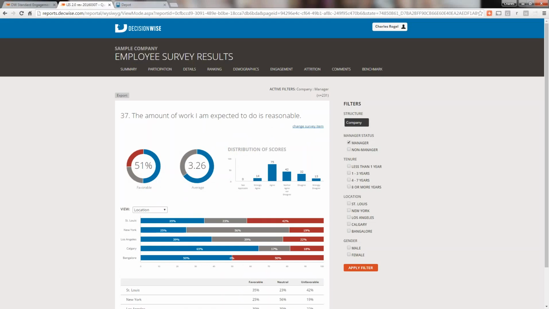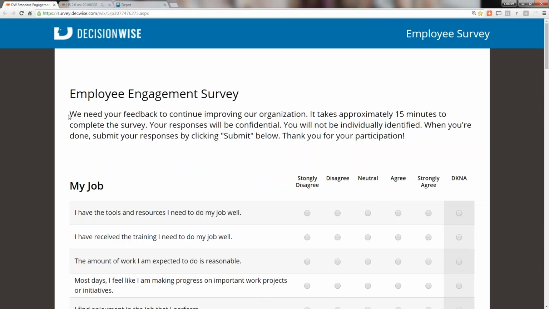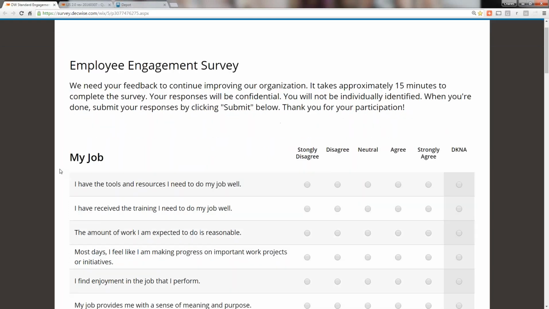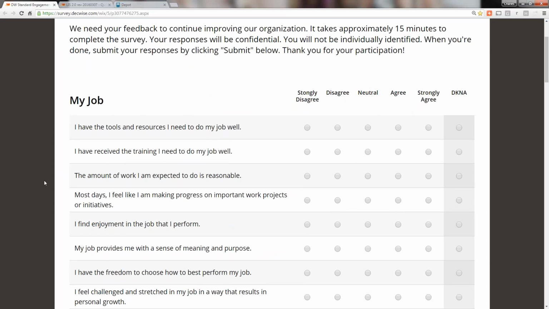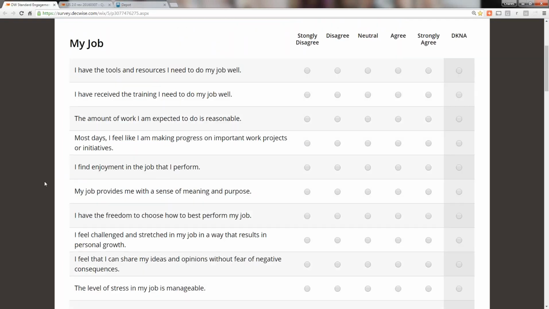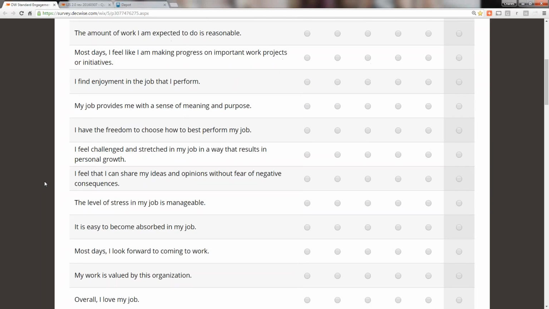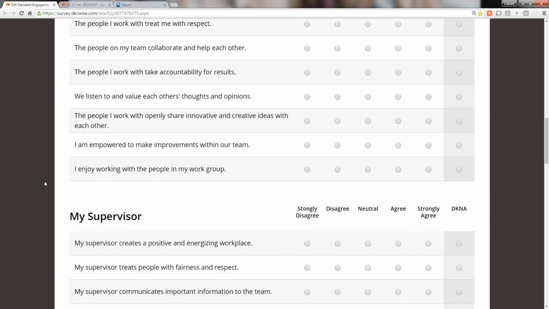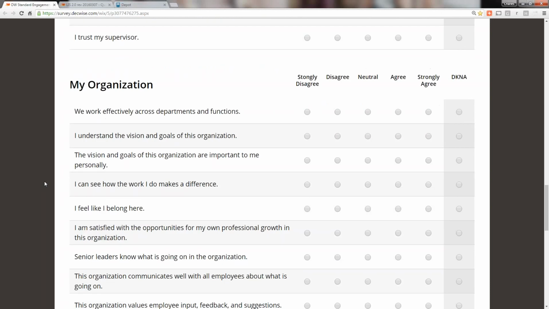I want to change gears and talk about how to survey, or what the best practices are in using questions and actually surveying employee engagement. So I'm showing a sample of our employee engagement survey here. It includes about 50 questions. You can see that we've got the items categorized in different groupings. So there's my job, my team, my supervisor, my organization, and then a couple of open-ended questions at the end. And Kristen, I was going to have you describe some of the best practices in terms of measuring overall engagement, types of questions to use, and scales and things like that.